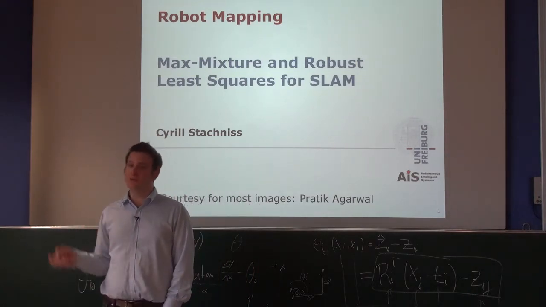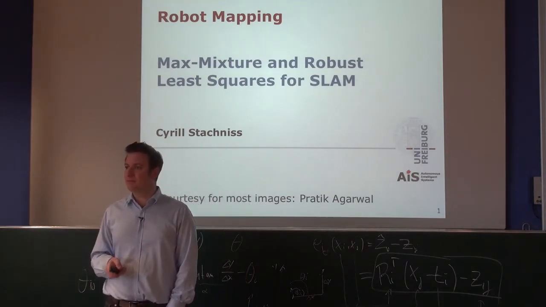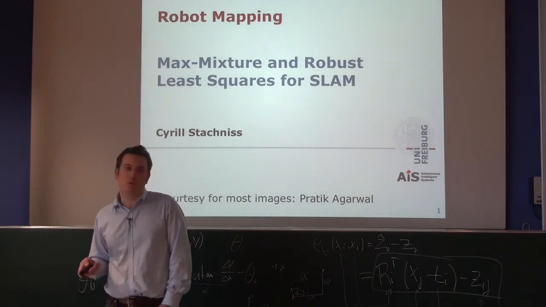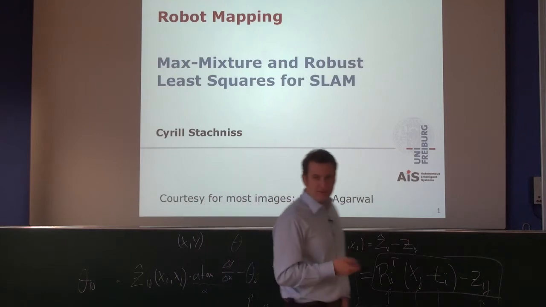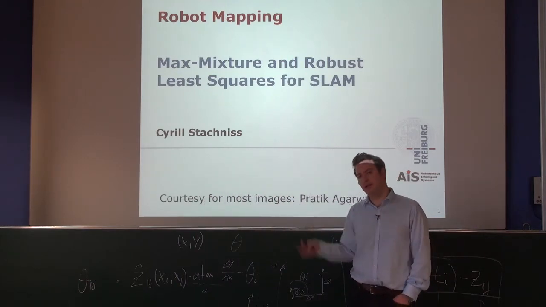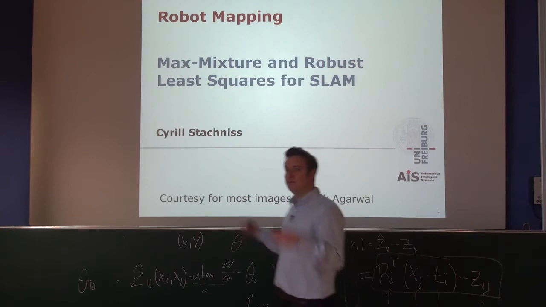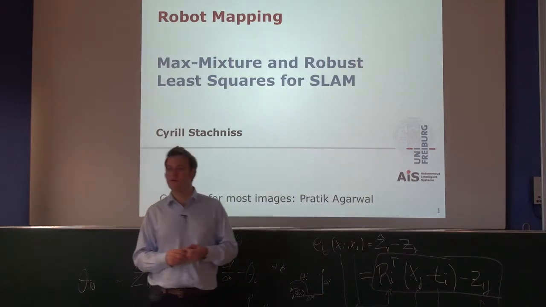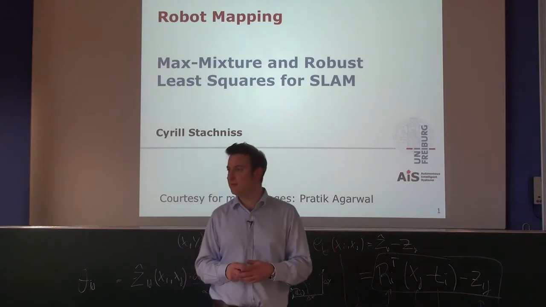Maybe it's due to the data association ambiguity. You simply do not know which feature it is that I actually observed here. Or you already committed to a wrong data association. You say, hey, this is this feature, although it's a completely different feature. So you will get a so-called outlier observation, which is far away from what the real observation would be.